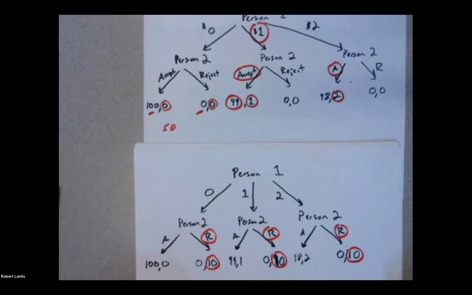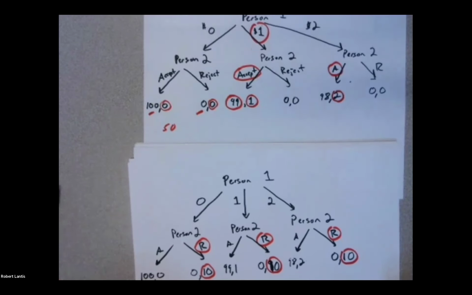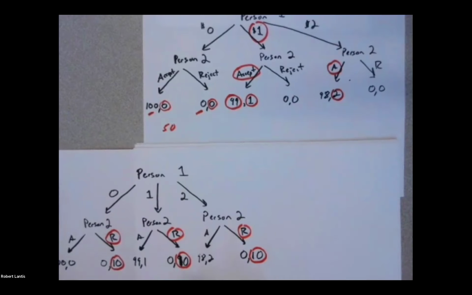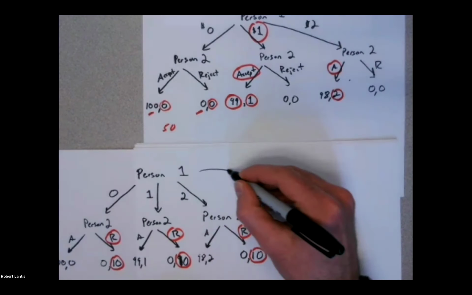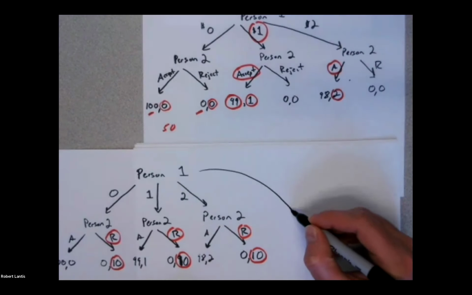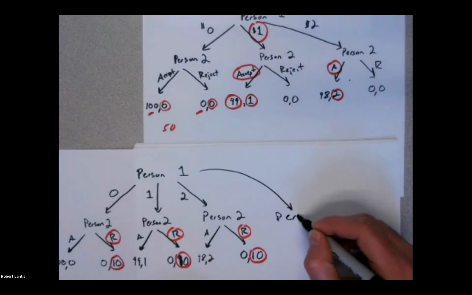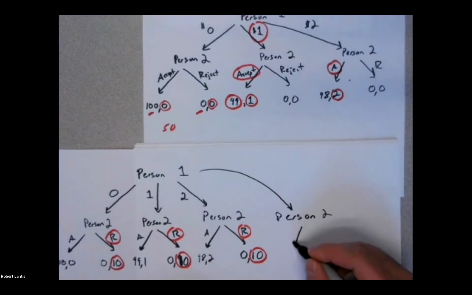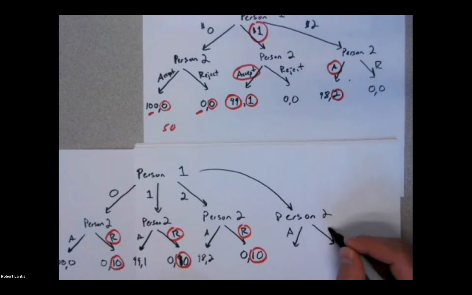Now, eventually, what's going to happen though, and I'm not going to do every single increment, but just to give an example, let's say I offer to person 2 and they can accept or reject.